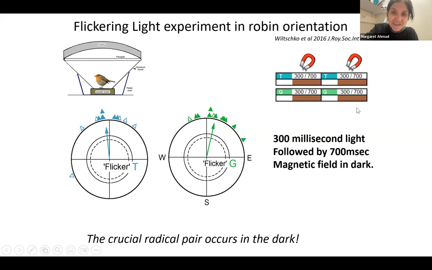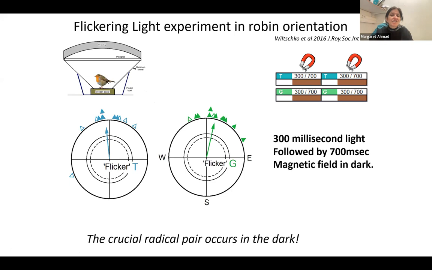What that means is that the light was on for 300 milliseconds, switched off, a time of 10 to 60 milliseconds was waited, and then the magnet was switched on. So they were actually able to turn on the magnet independently of the light. And as you can see from those two circles on the bottom, the turquoise and the green, the data shows the birds were very happily oriented.